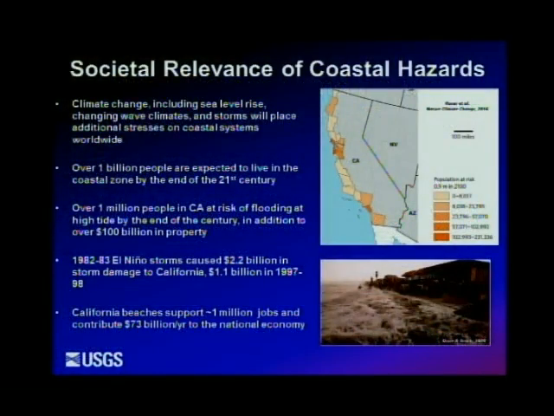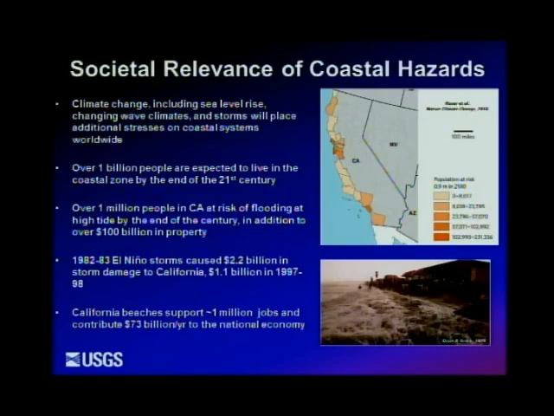So coastal hazards, why do we care? Beaches are the first line of defense against coastal storm impacts and impacts from sea level rise. And as seas rise and we have changing wave climates and changing storm patterns, these beach systems are going to be stressed even more than they are today. Globally, over 1 billion people are expected to live in the coastal zone by the end of the 21st century. In California, that translates to roughly 1 million people at risk of flooding just at high tide by the end of this century, in addition to over $100 billion in property in today's dollars.